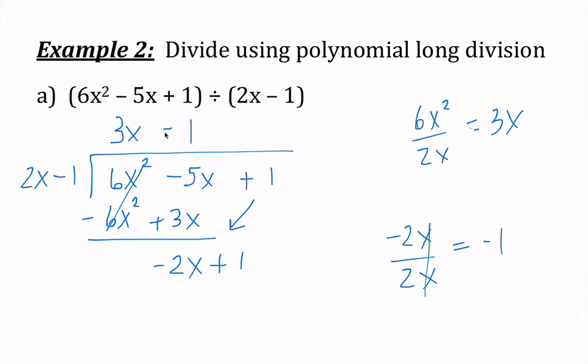So now I'm going to multiply. I'm going to take this negative 1 and multiply by both of these things out front. So first, negative 1 times 2x is a negative 2x.